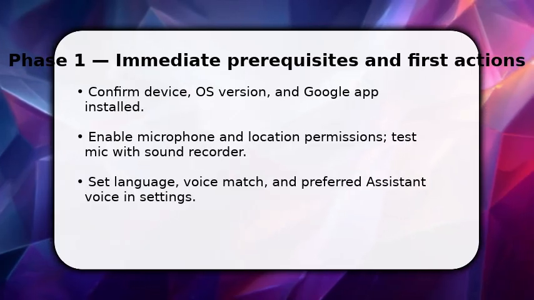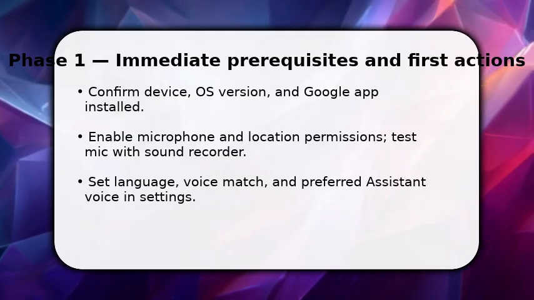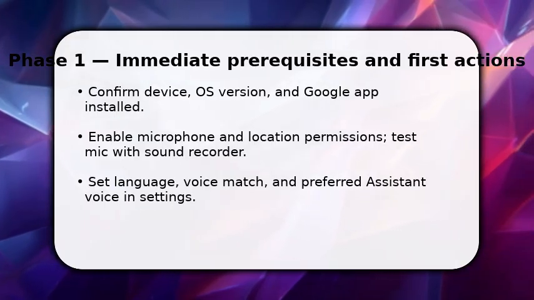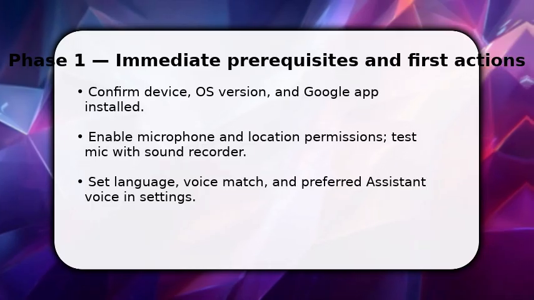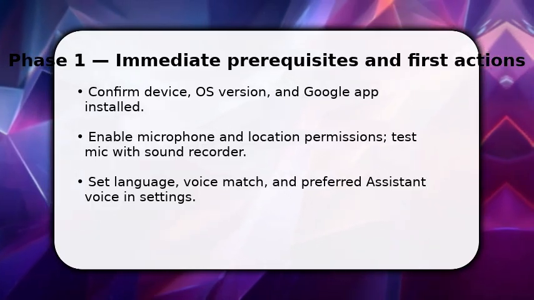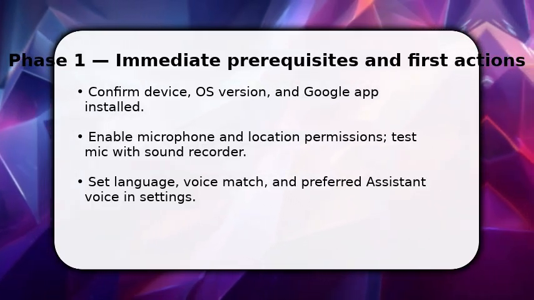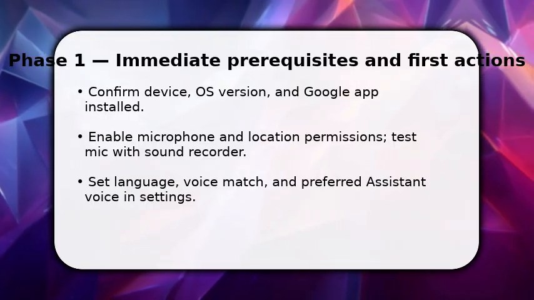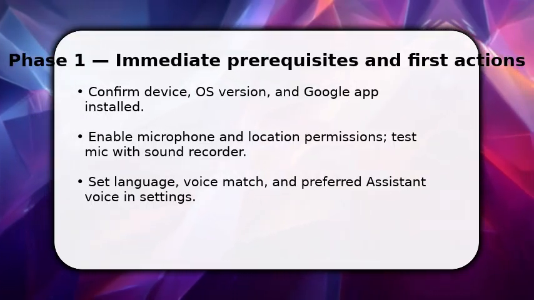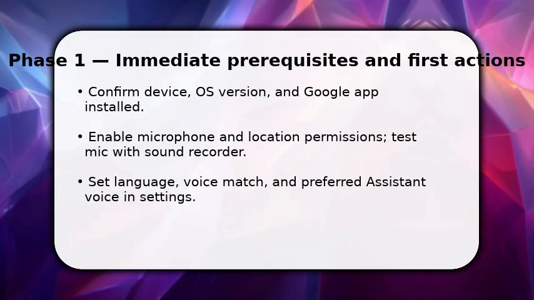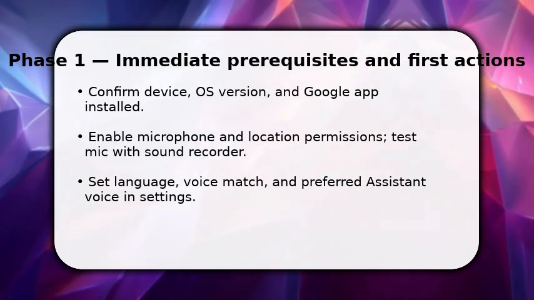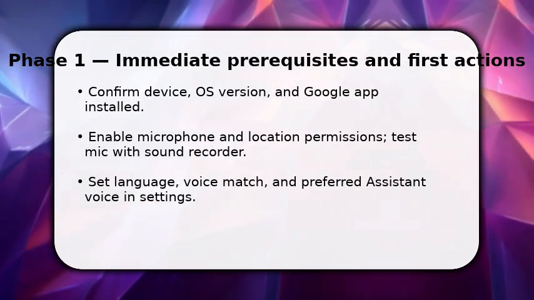You'll begin by ensuring your phone or speaker is ready. Open the Google app and grant microphone and location access so voice features work. Once done, go to Settings, Google Assistant, Voice Match to teach it your voice. This improves recognition and personal results. Make sure your language is correct and pick an assistant voice you understand.